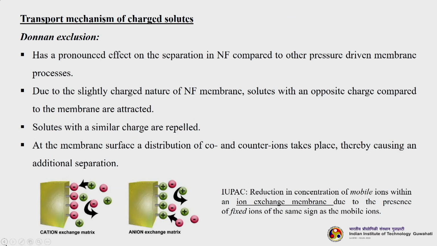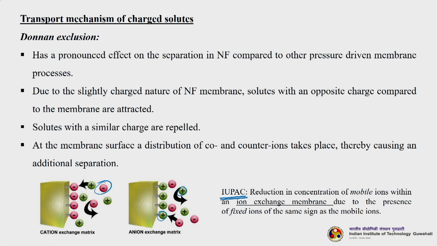So, Donnan exclusion, what is Donnan exclusion? If you see the IUPAC definition, it says reduction in concentration of mobile ions within an ion exchange membrane due to the presence of fixed ions of the same sign as the mobile ions. That means you see the cation exchange matrix, which already has negatively charged ions on it, so it will repel the same charge groups. Similarly, an anion exchange membrane, which has fixed positive charge, will repel the positive charges, thereby attracting the opposite charge.